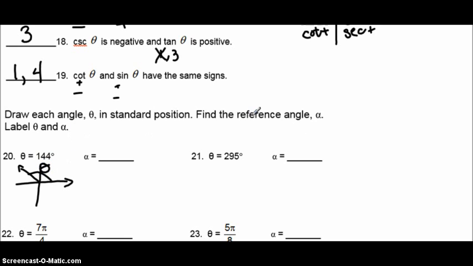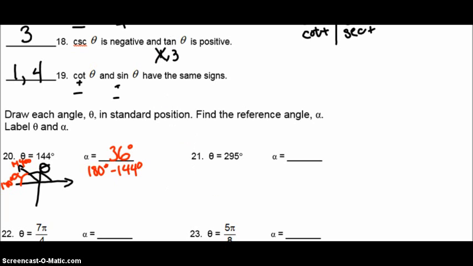Okay, then find the reference angle alpha. Well, alpha, if you'll recall, is the distance from the terminal side to the x-axis, the shortest distance, so that's going to be here. Okay, so this is 180 degrees. This is 144 degrees. So alpha will be 180 degrees minus 144 degrees, which is 36 degrees. And we label our alpha there.